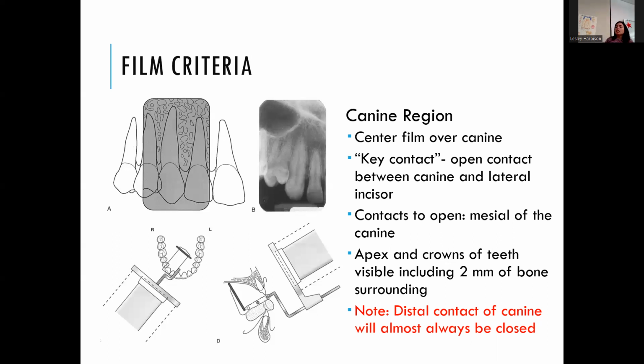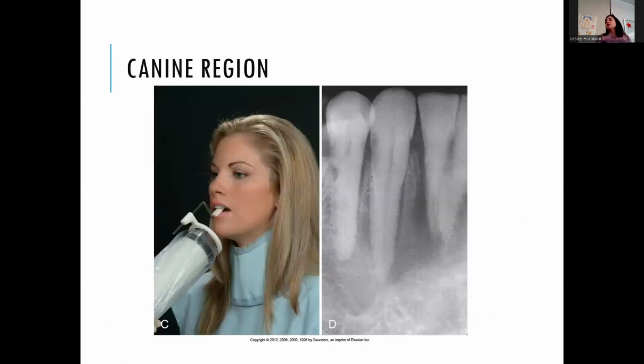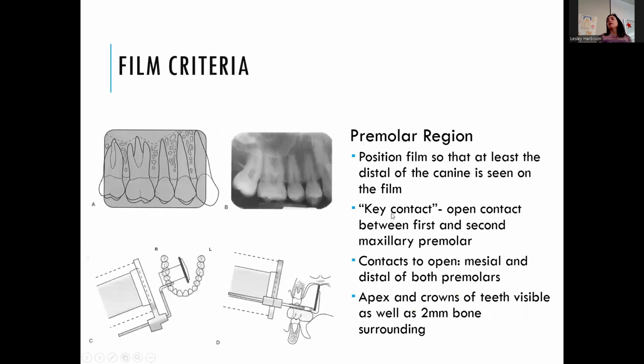Apex and crowns of the teeth visible, including 2 millimeters of bone surrounding. Distal contact of the canine will almost always be closed. Here's just another image of a mandibular canine. You see it's kind of centered there.